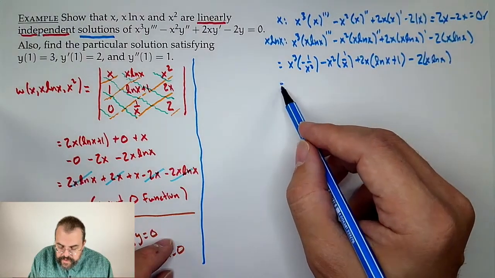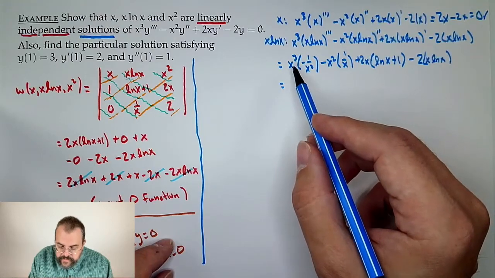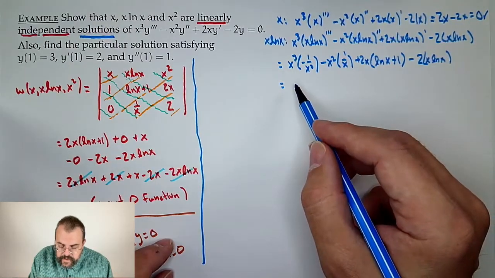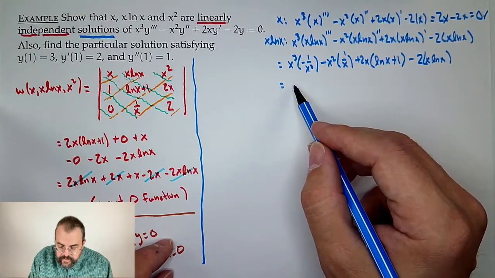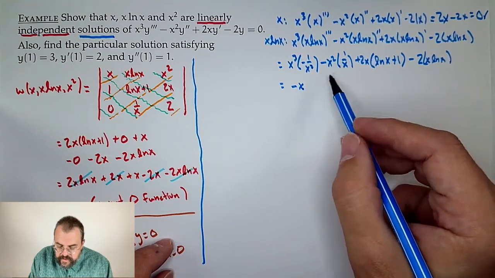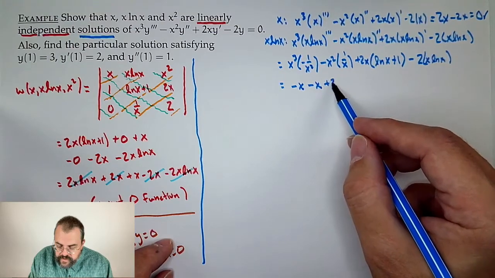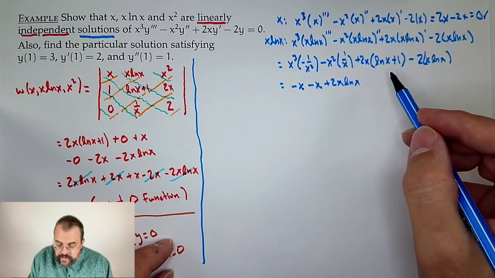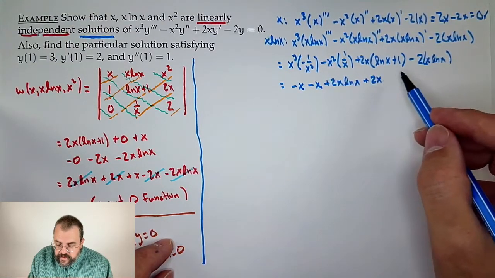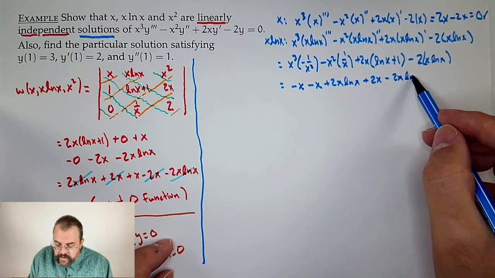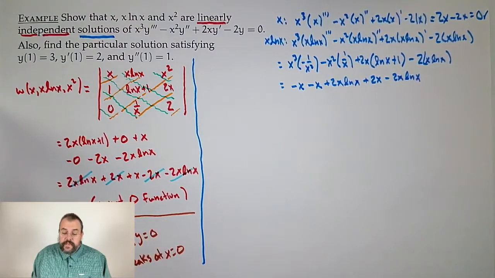Okay, so that would be here. We have x cubed, 1 over x squared. And so that's minus x. Here, another minus x. Now multiply out, plus 2x log x plus 2x minus 2x log x. And if we've lived a good, clean algebra life, things should happen.